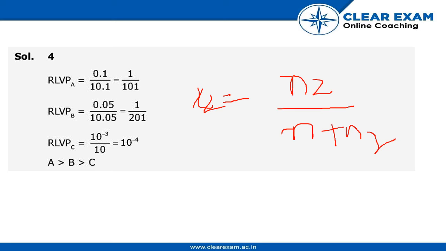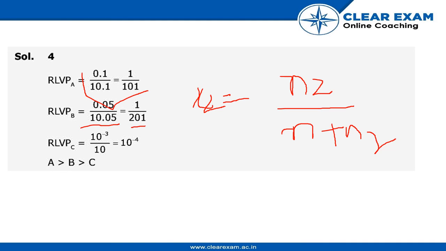So relative lowering in vapor pressure of A is equal to (10 by 100) upon (180 by 18 plus 10 by 100), which is equal to 0.1 upon 10.1. So we can convert it into a fraction, which is equal to 1 upon 101. So same goes with B. The relative lowering in vapor pressure of B is equal to (10 by 200) upon (180 by 18 plus 10 by 200). If we solve this, we will get 0.05 upon 10.05.